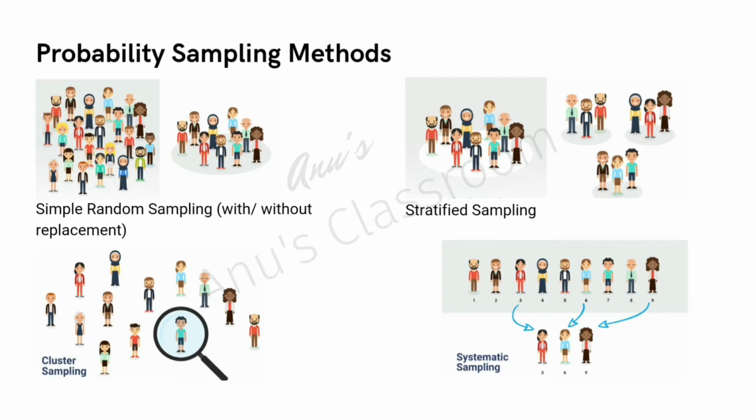Then we have the systematic sampling, which you can see over here, wherein we are going by a systematic approach of taking the nth item in the list, in the whole set of samples. So in this example, as you can see, out of the population of 9 people, we are taking every third person as a sample.